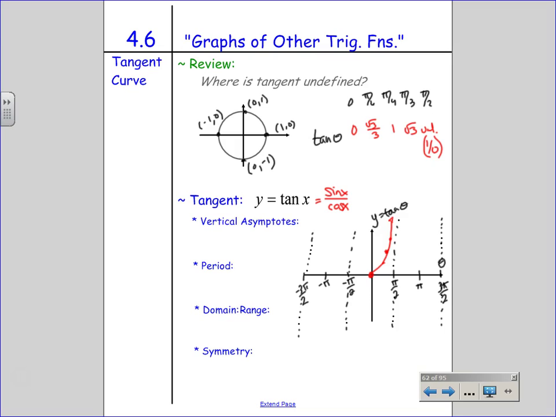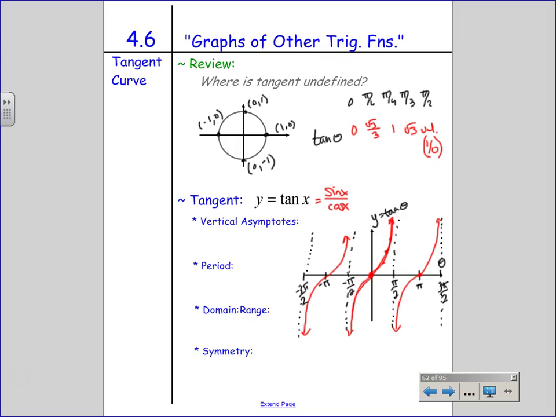First quadrant, 0 to pi over 2, tangent's positive. Fourth quadrant, tangent's doing the same thing, but negatively. Fourth quadrant, tangent's negative. First quadrant, tangent's positive. Second quadrant, tangent's negative. Third quadrant, tangent's positive. And now we have our tangent curve. It's a very different swoop than exponential functions, very different than ln, but a swoop nonetheless.